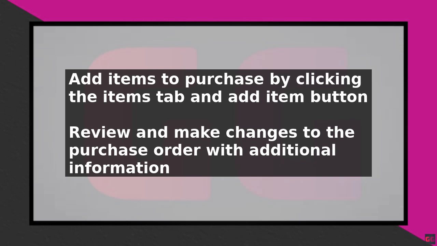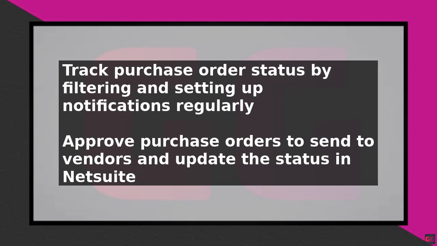It is also important to track the status of your purchase orders. In NetSuite, you can do this by navigating to the Purchase Orders section and filtering by status. You can also set up notifications to alert you when a purchase order is approved or when a vendor responds.